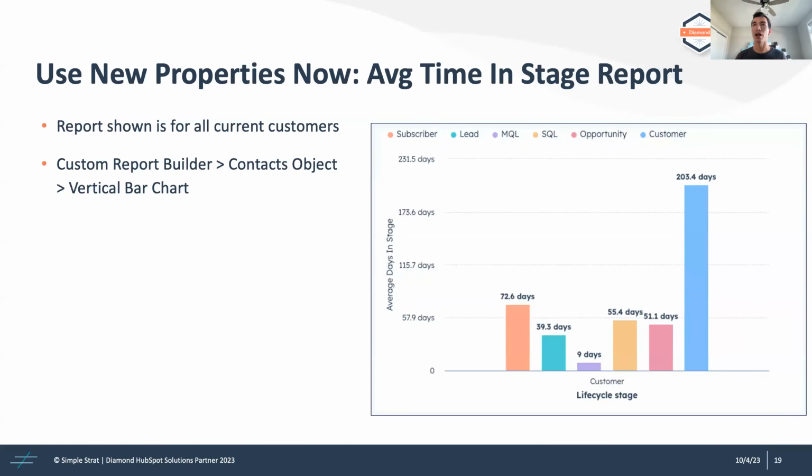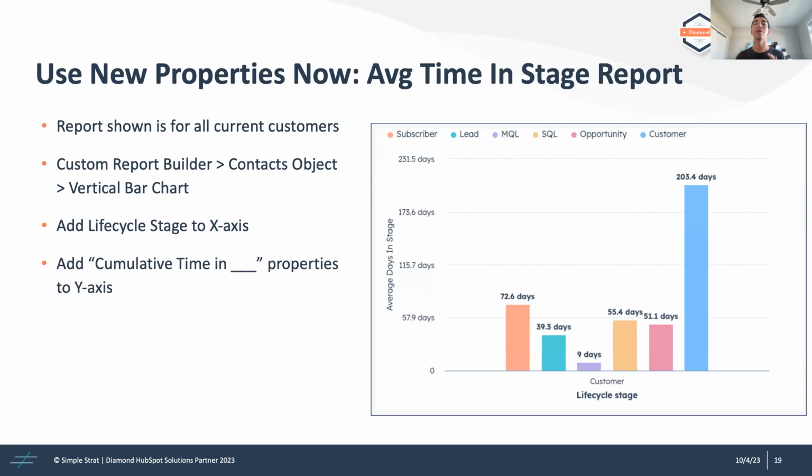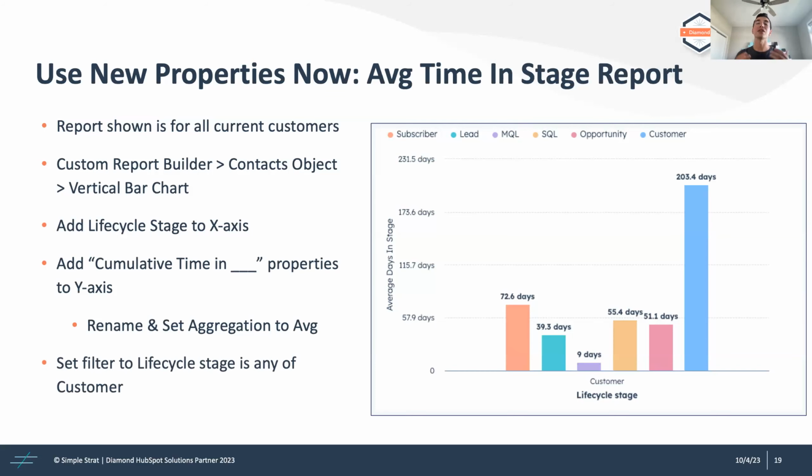So it's custom report builder, contacts object. It's a vertical bar chart as your visualization. Add lifecycle stage to the x-axis. Add cumulative time in all the stages that you want to see. So there's multiple properties there for the y-axis. Rename them because they're really long, and you only need to see, like subscriber, lead, you only need to see the name of the stage. And then set a filter so lifecycle stage is any of customer.